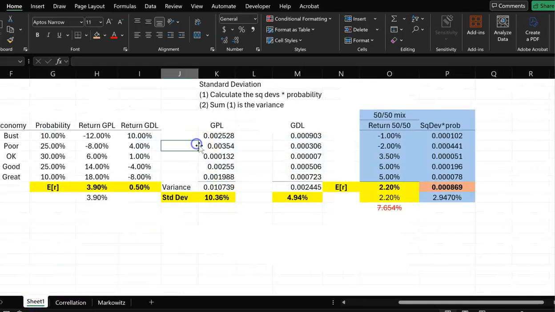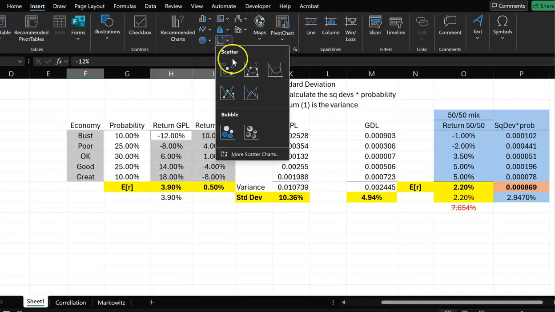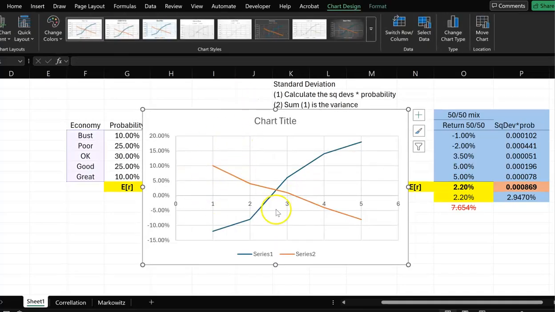Okay, if we go back to these two returns, I'm going to make a quick chart here, looking at these two sets of returns, just to show you what I'm talking about. So I just made a chart of these returns over all these outcomes, and you can see that as the economy gets better, this series is getting higher returns, but as the economy gets better, this one is getting lower returns. So they move opposite of each other. They're not exactly opposite, but pretty close. So they tend to cancel each other out. That's why that standard deviation is so much smaller.